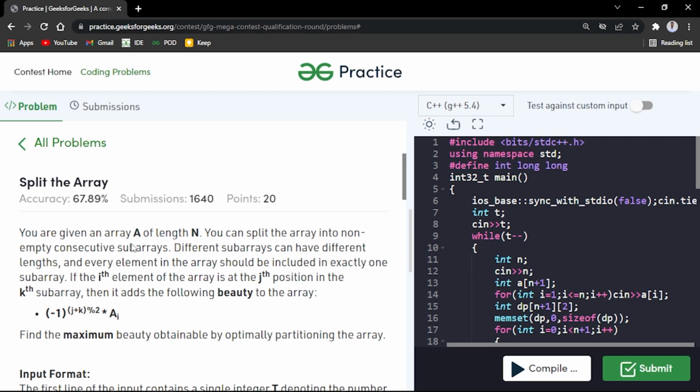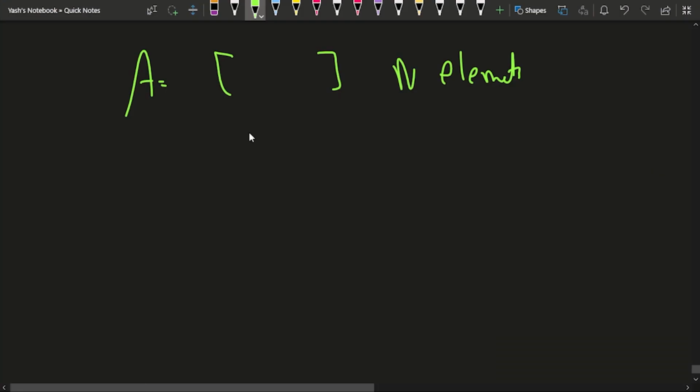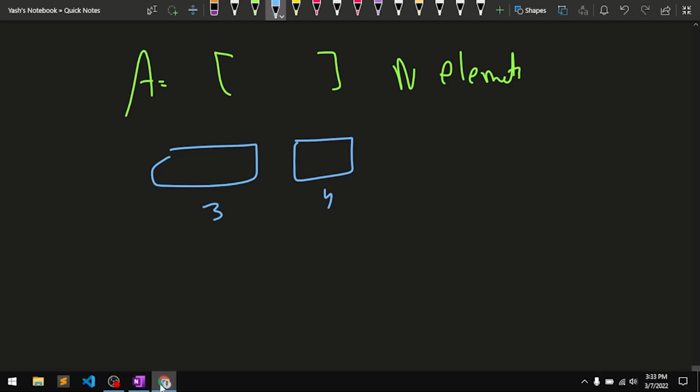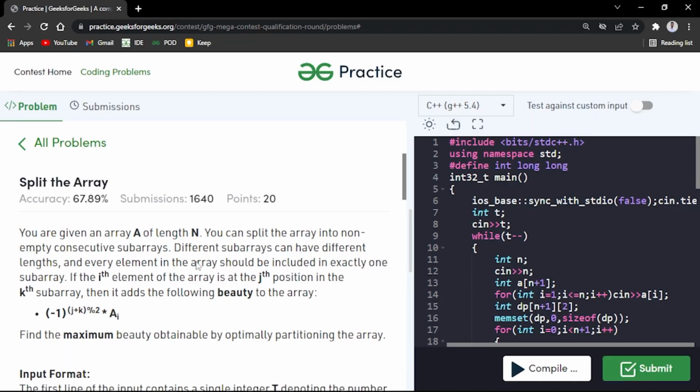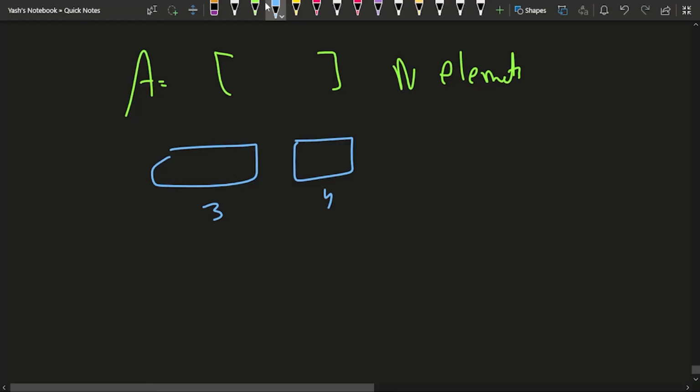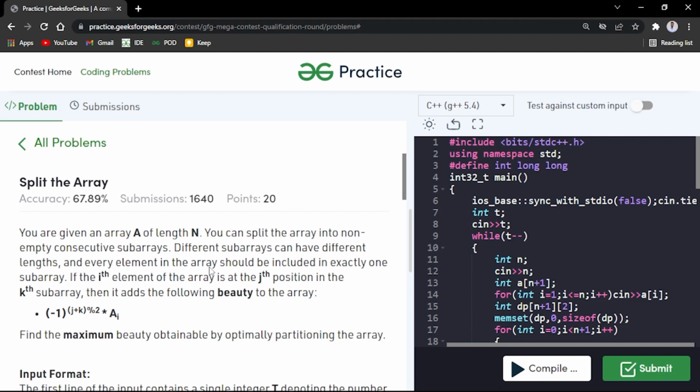You have to split it in some subarrays, and different subarrays can have different lengths, right? So there can be, let's say, one of the subarrays can be of length 3, then another subarray can be of length 4, depending on the situation, right? So different subarrays can have different length, and every element in the array should be included in exactly one of the subarrays. So suppose there is one element, the ith element is ai. So this particular element should be included in exactly one of those subarrays, right? It cannot be included in multiple subarrays. This is also something that you have to take care of.